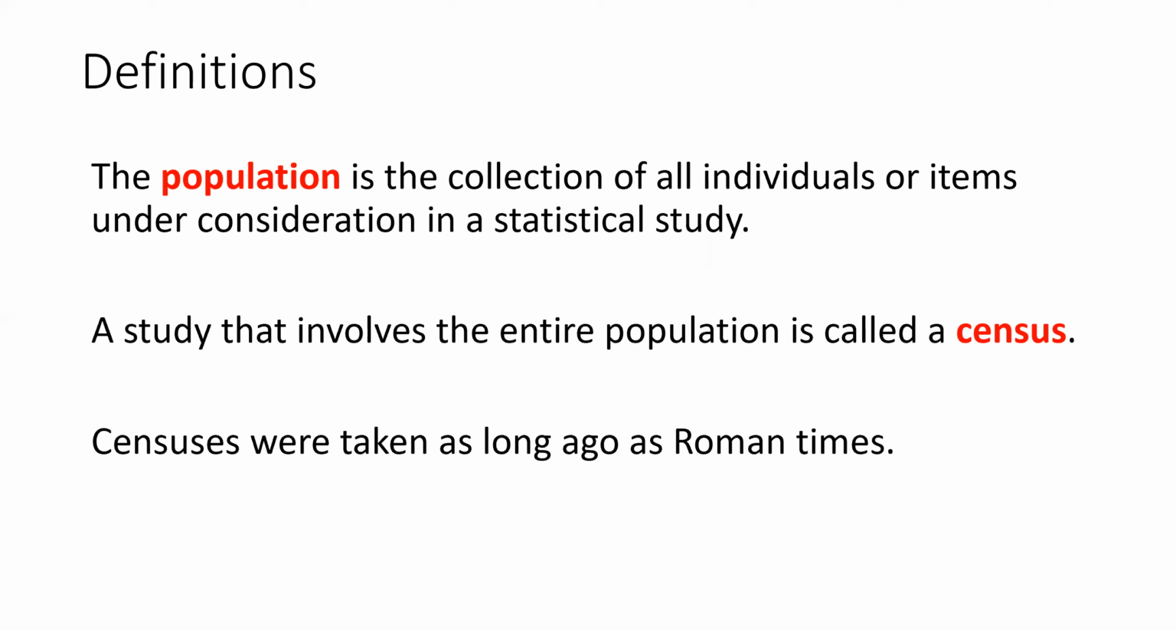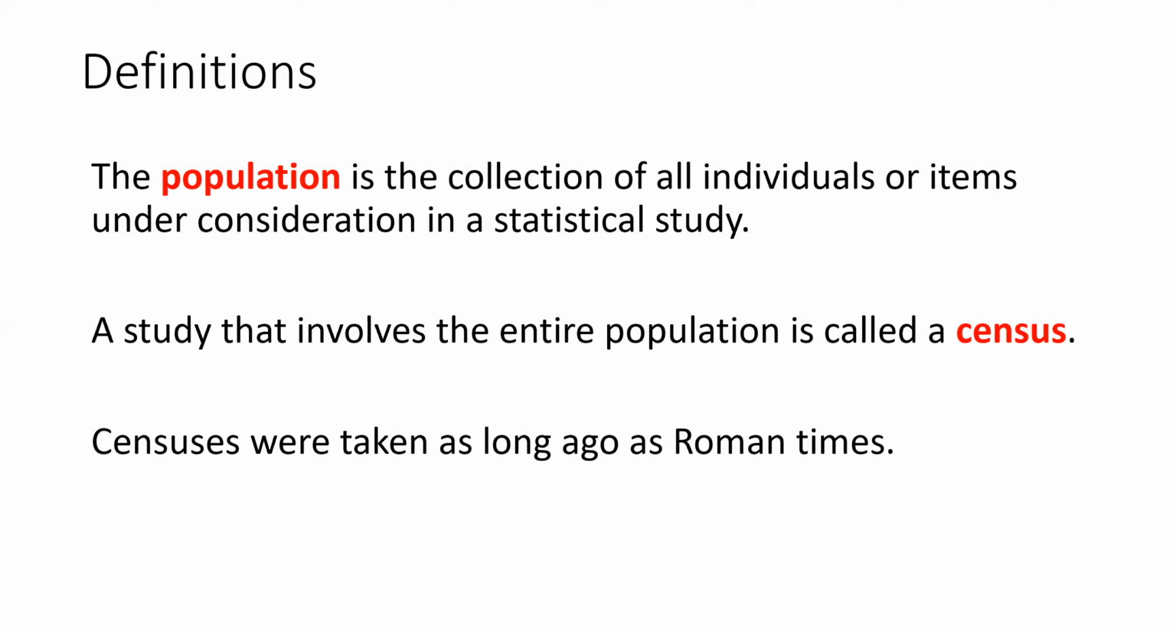So the first term that you need to know is the population. And the population is the collection of all individuals or items that we're trying to learn about. Okay, so that's the totality of things or individuals we want to learn about or study. Now, there are two ways that we can collect information about that group.